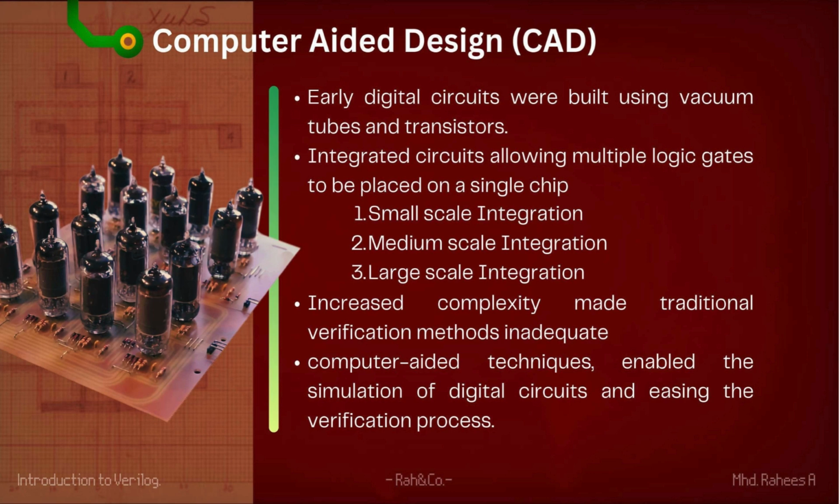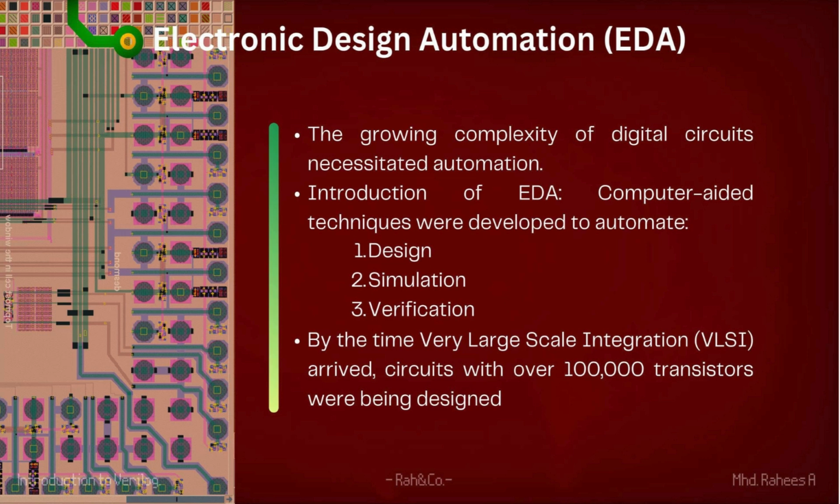This increased complexity meant designs had become too complex to be verified using traditional methods like breadboarding. To meet this challenge, engineers turned to computer-aided techniques, enabling the simulation of digital circuits and easing the verification process. This growing complexity prompted the need for automation in design processes. This gave rise to electronic design automation, which made use of computer-aided techniques to design and simulate digital circuits before they were physically created. By the time very large-scale integration arrived, circuits with hundreds of thousands of transistors were being designed, marking the beginning of a new era of automation.